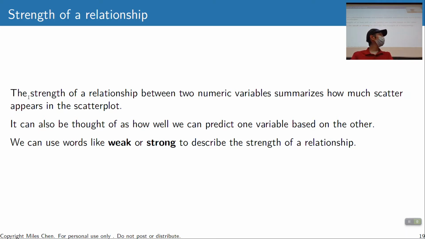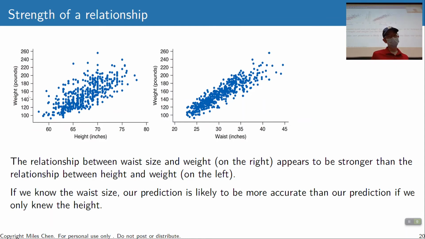All right, we can talk about the strength of a relationship. The strength of a relationship between two numeric variables summarizes how much scatter appears in the scatter plot. We can also think of this as, how well can you predict one variable based on the other? So, talking about strength, you can say the relationship overall is weak or the relationship overall is strong.